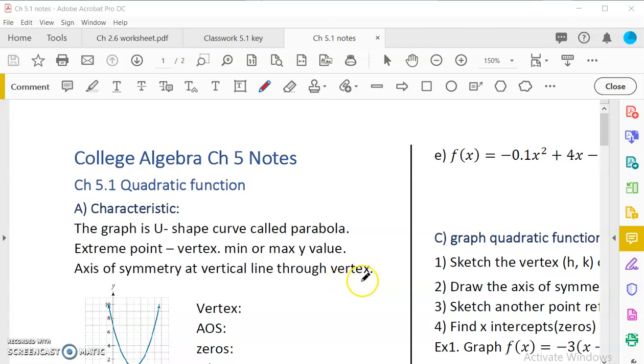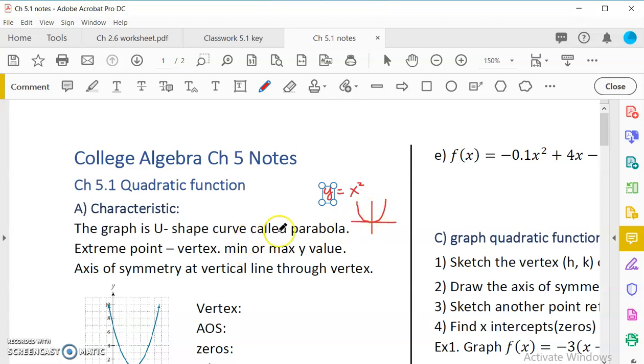Hello, college algebra student. This video is for chapter 5.1, quadratic function. A quadratic function can be represented by a parabola, and in the toolkit functions, we have a parent function of a quadratic function, which is y equals x squared, and we know that it goes like an up parabola with a vertex at (0, 0).